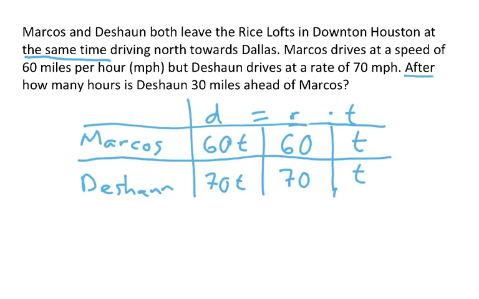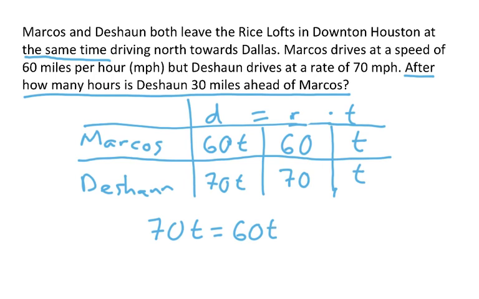And you might notice that that not yet used information is right here: we are looking for that time, that t, where Deshawn is 30 miles ahead of Marcus. This is saying that Deshawn has traveled a distance 30 miles greater than that of Marcus. Although there's more than one way to set this up, I might say that the distance Deshawn has covered, which is 70t, is equal to the distance that Marcus has covered, but 30 miles farther. He has gone an extra 30 miles.